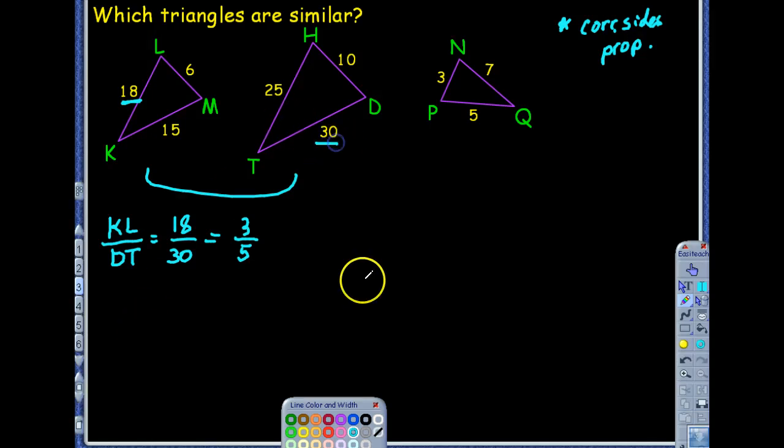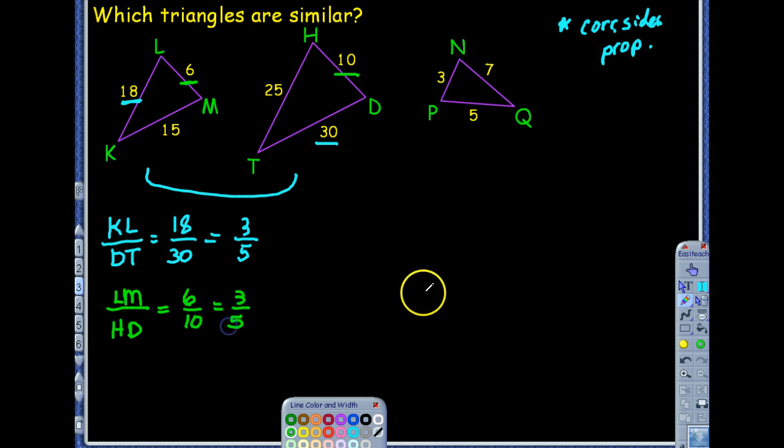Okay, so then let's check their shortest sides. LM is the shortest side, so it should correspond with HD, because that's the shortest side. So these match up here. So 6 over 10, which does simplify to give me 3 over 5. Okay, looking good so far, but we still need a third pair for this to work.